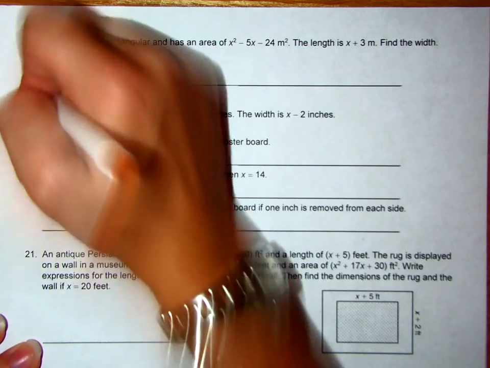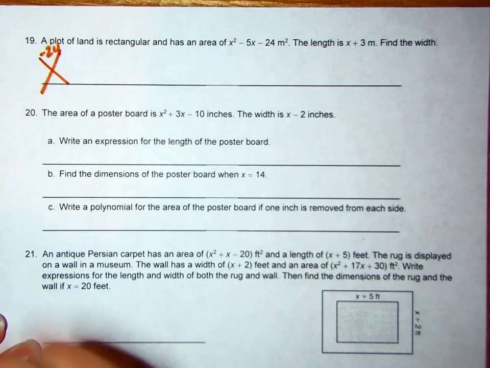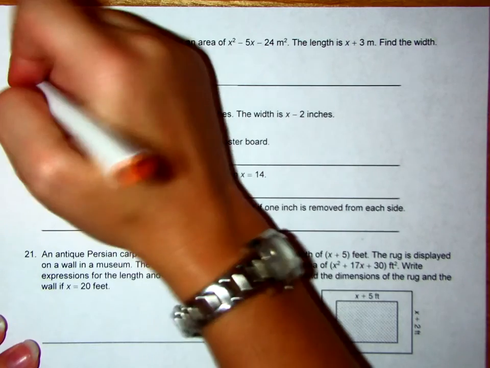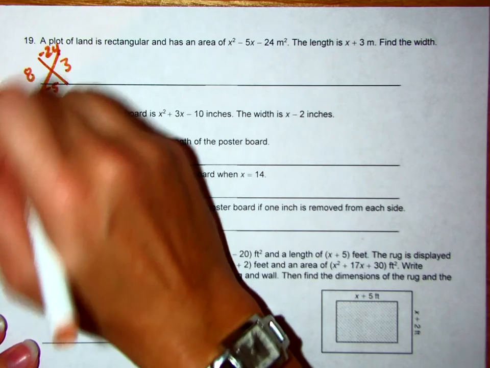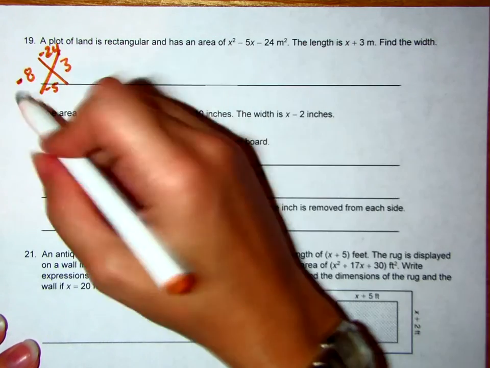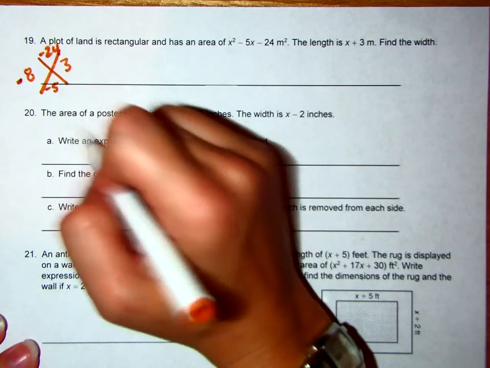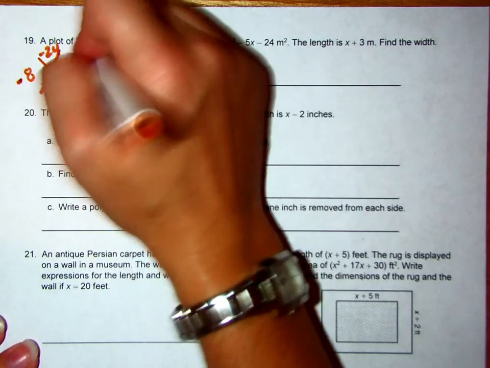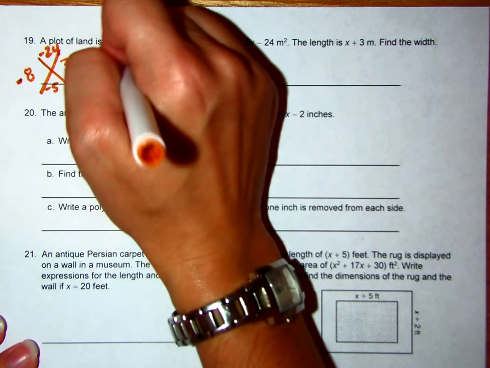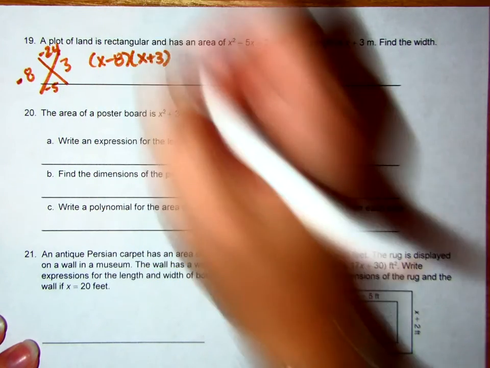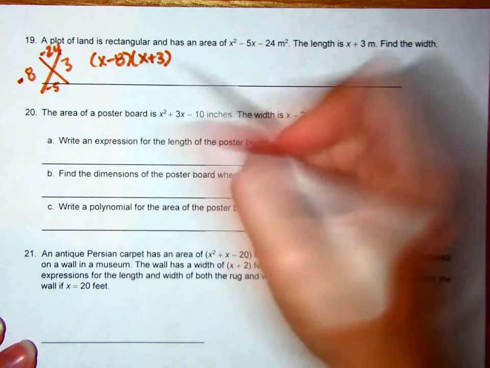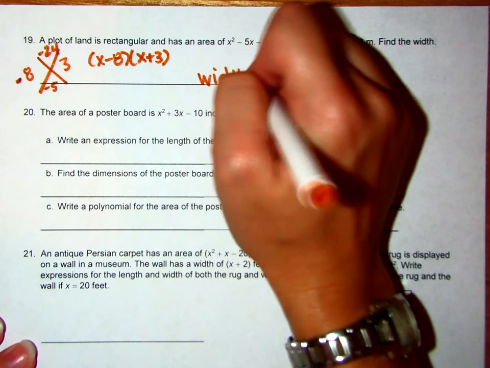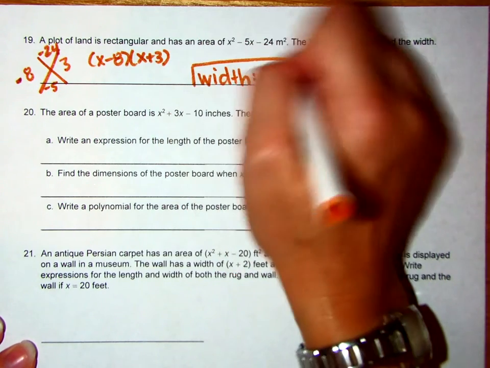It's a trinomial, so we make this a negative 24 and this a negative 5. We want two numbers that multiply together to give negative 24 and add together to give negative 5. Let's look at 8 and 3. If we make the 8 a negative, then negative 8 plus 3 is negative 5, and multiplied together, negative 24. So x minus 8 times x plus 3 would equal that area. They're telling me that the length is x plus 3, so the width must be x minus 8, which is our final answer.